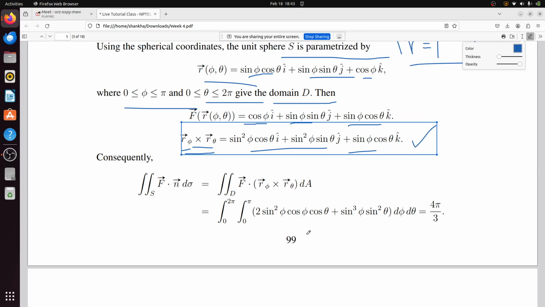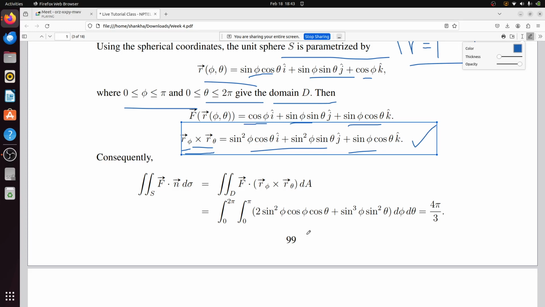Priyanka, did you find your mistake, or should I cross-check once again? Same answer, sin phi cos phi. Okay, it should come like this. Please verify once more. If you still have some ambiguity, I will solve it on my own and share the solution with you.